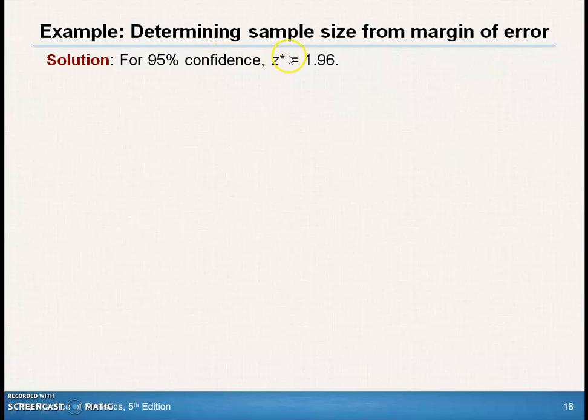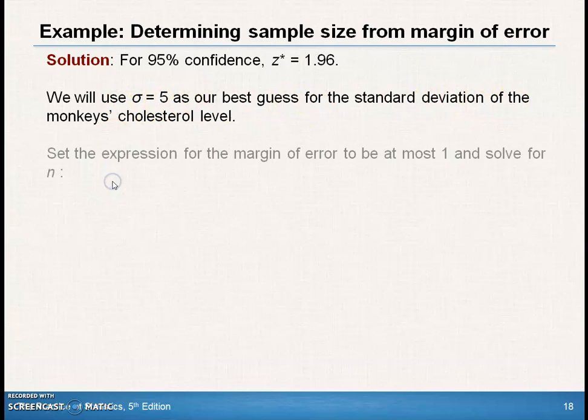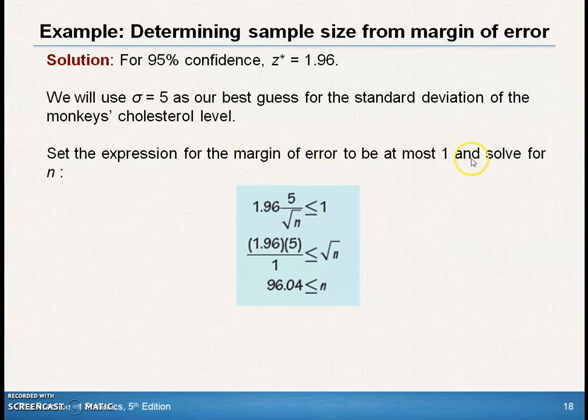So for 95%, we're going to use the z star, 1.96, instead of those 2.02s and 2.04s. A little smaller makes the numerator larger, which will make n large enough to be right. Sigma equals 5, our best guess for the standard deviation. Then solve for n. Remember, the margin of error we came up with was 1. So the 1.96 is the z star, the 5 is the sigma over the square root of n, less than or equal to the margin of error, which we came up with as 1.